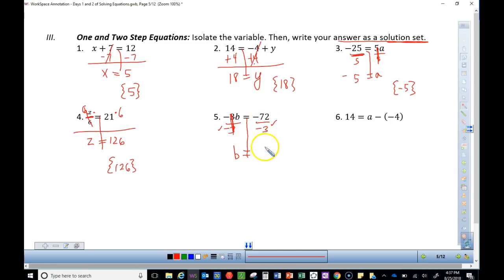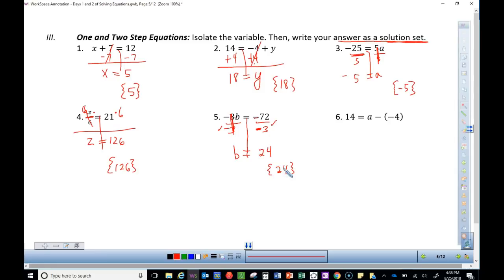-72 divided by 3 is positive, because you're dividing by -3. Negative divided by a negative makes a positive, and that will be +24. And you can use your calculator if you need to, but 3 goes into 7 2 times. Carry the 1, so it goes into 12 4 times. So the solution set is 24.